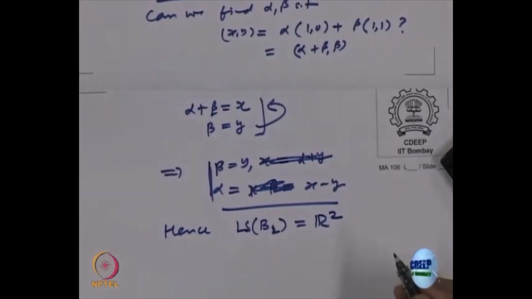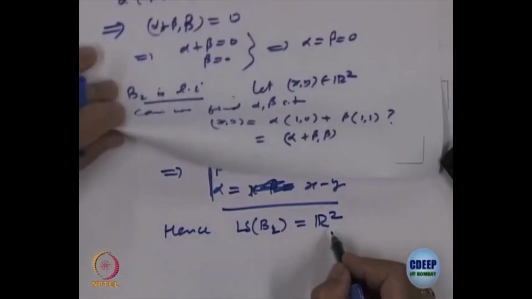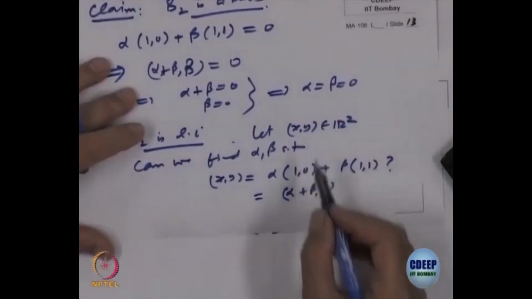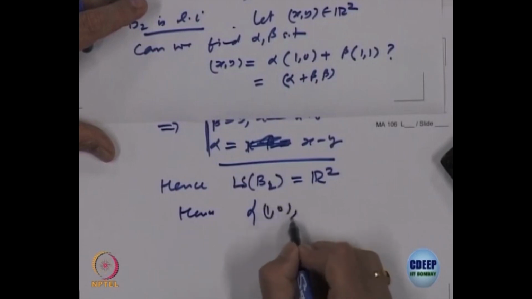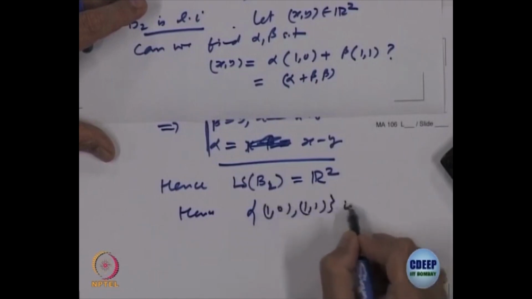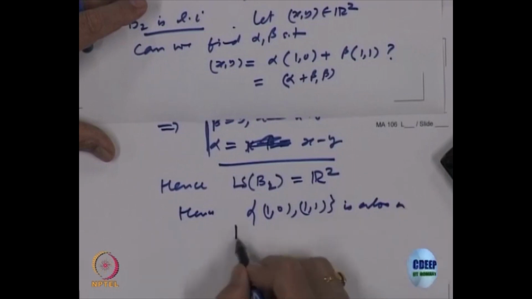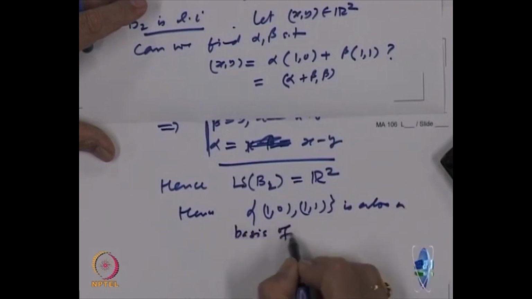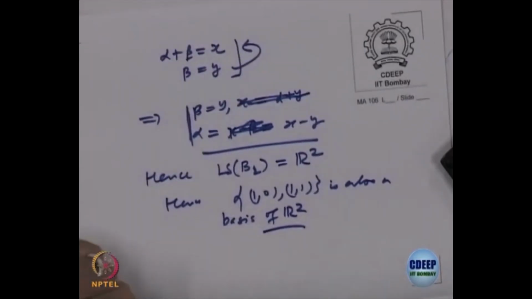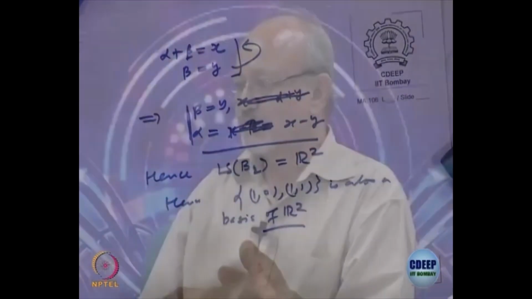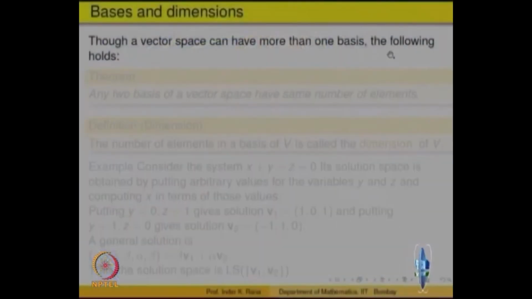So, we have verified both the things: the linear span is equal to R2 and it is linearly independent. Hence the set {(1, 0), (1, 1)} is also a basis of R2, right. So, given a vector space, more than one basis is possible. That is what the remark says: a vector space can have more than one basis.